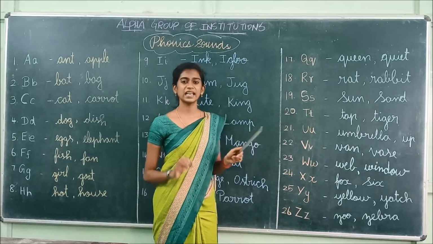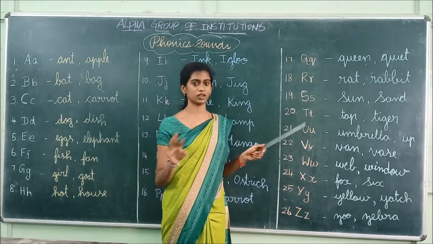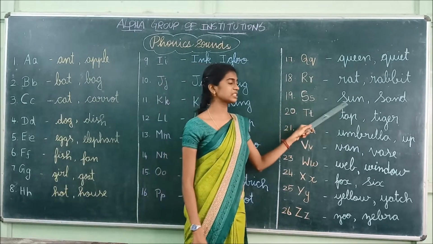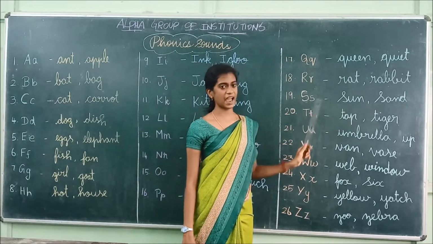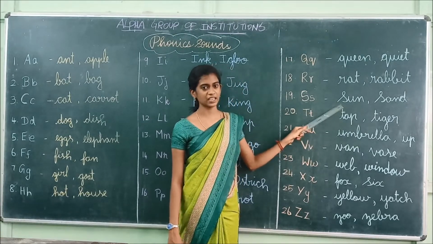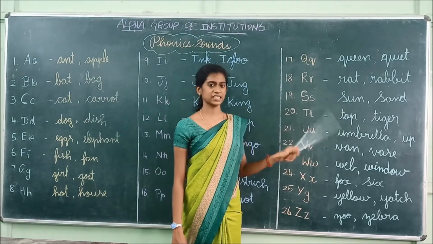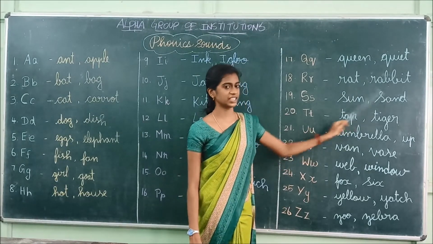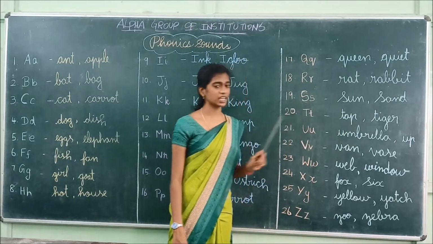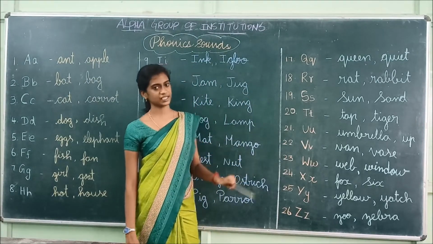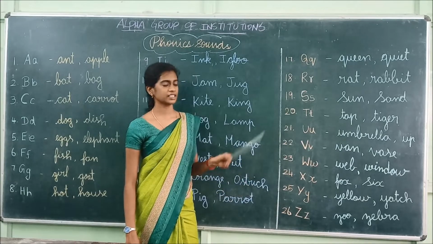And the next one is Is, okay, the next sounds as Is, so I-S, Is, okay. So the example is sun, sand, okay, sun, sand. What is the spelling of sun? Yes, S-U-N, sun. And what is the spelling of sand? Yes, S-A-N-D. So what sounds here? Is, okay, is, sun, sand, sun, sand.